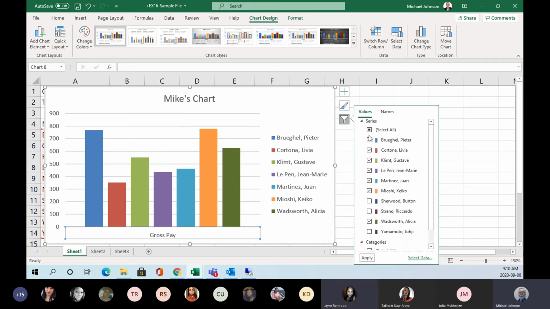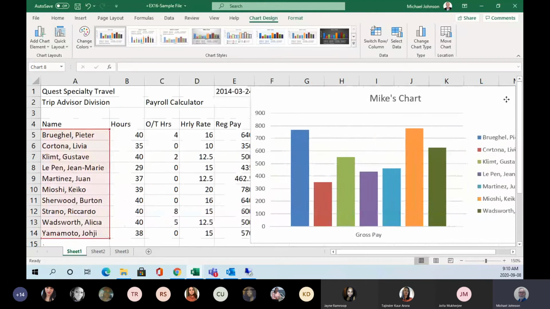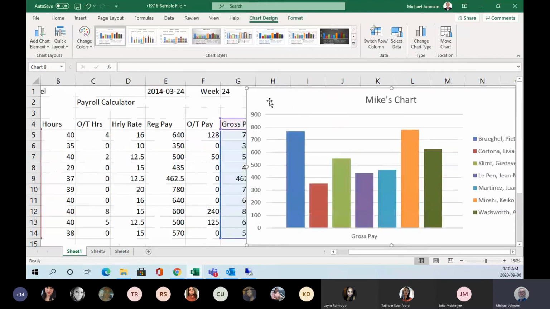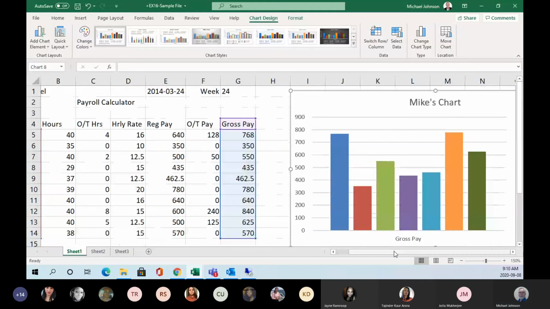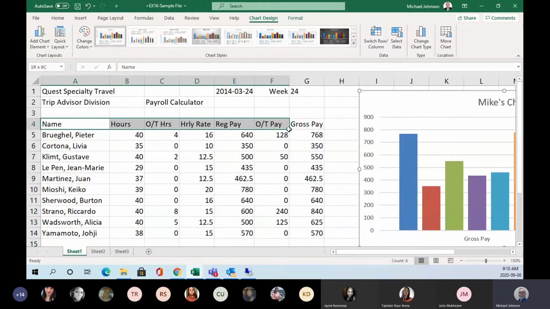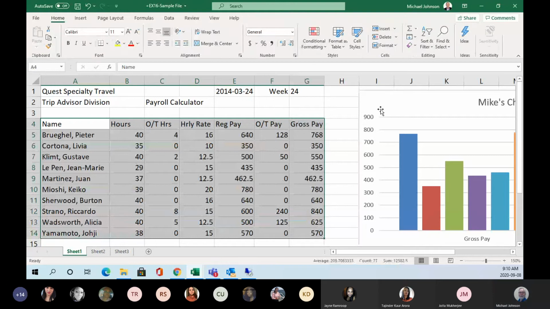And filter. Where is the function if you wanted to pick the top 5 people that have the highest gross pay? Where would you do that? Oh, in that case, we have to create a table. So this particular chart is based on the data that's already there. So let's just pull this across. Okay, so this data here, we need to make this into a table so that we can actually filter it.